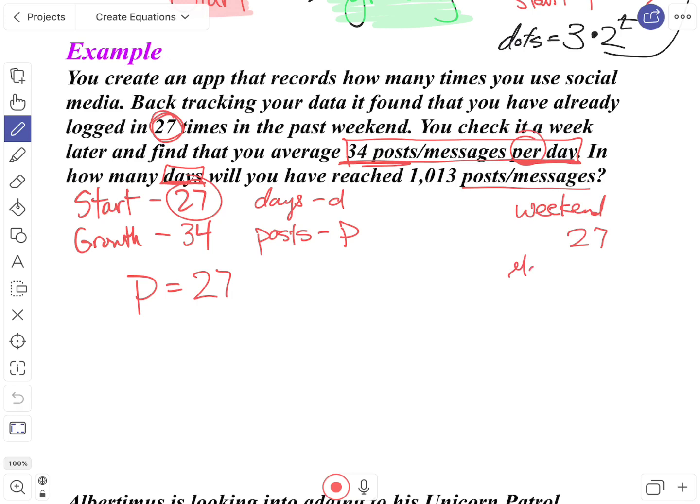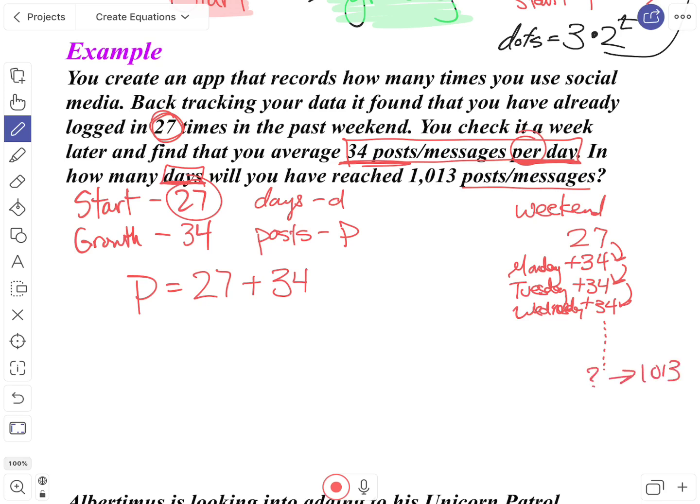So Monday rolls around, and how many posts did we do? Well, 34. Then Tuesday rolled around, how many more? We did 34 more. And Wednesday, and so forth, right? So every day we're tacking on 34 more posts. So we started with 27, and now we're going to add 34. Now how many times are we going to add 34? Well, we're going to go till we get to however many days it takes us to post this many, right? 1,013. So that would be our days. However many days times 34 is going to equal 27, okay?